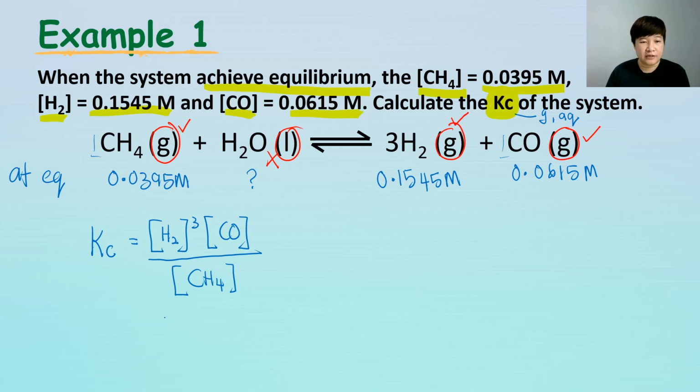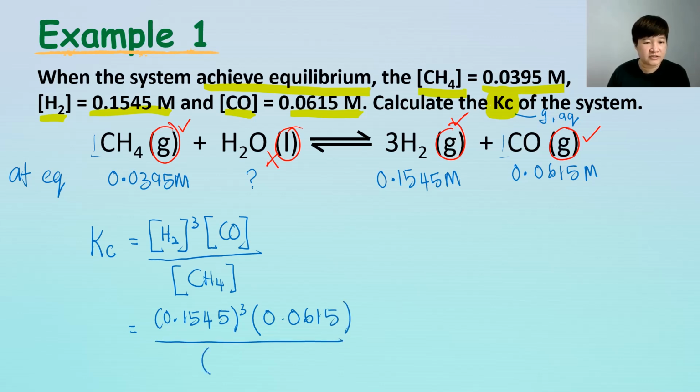Next, you put in the value. So the value of hydrogen gas, H2, is 0.1545 to the power of 3. Carbon monoxide, 0.0615 to the power of 1, over the concentration of CH4, 0.0359 to the power of 1. Pick up your calculator, press it and solve it.